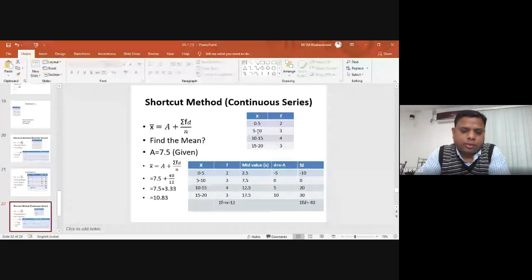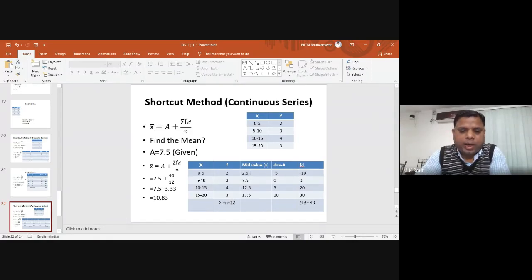For 5 to 10, the frequency is 4. For 10 to 15, the frequency is 4. For 15 to 20, the frequency is 3. If you go to solve this particular problem with the help of the shortcut method, first you make a table which has around 5 columns. The first column belongs to x, the second column to frequency, that means 2 plus 3 plus 4 plus 3 equals 12. That summation of f is equal to n equals 12.